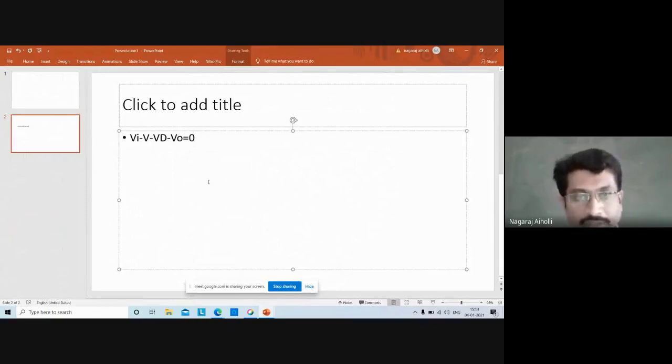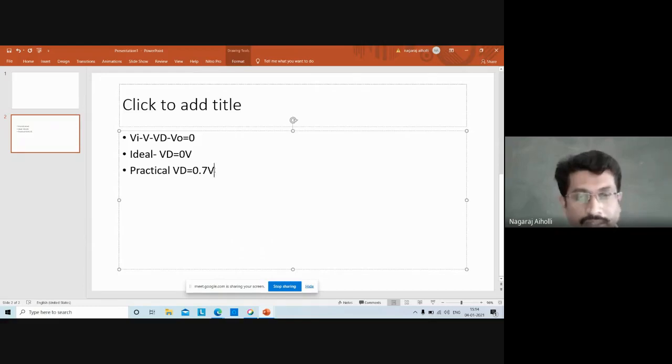Here there are two types of diodes: one is called the ideal diode, another is called the practical diode. For the ideal diode, the turn on voltage VD, the voltage required to turn on the diode, is 0 volts, because it is the ideal diode. For the practical silicon diode, the voltage required to turn on the diode is 0.7 volts. For the ideal diode, the cut-in voltage or knee voltage is 0 volts.